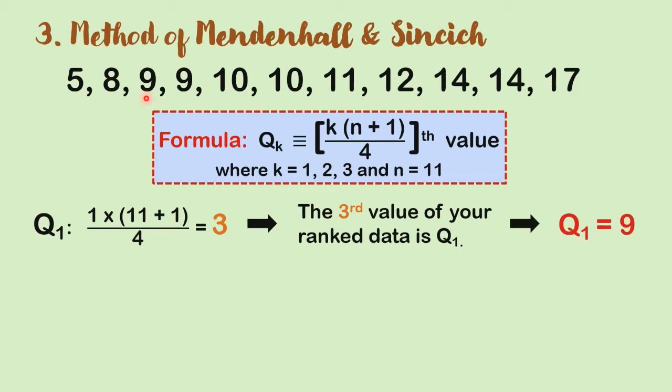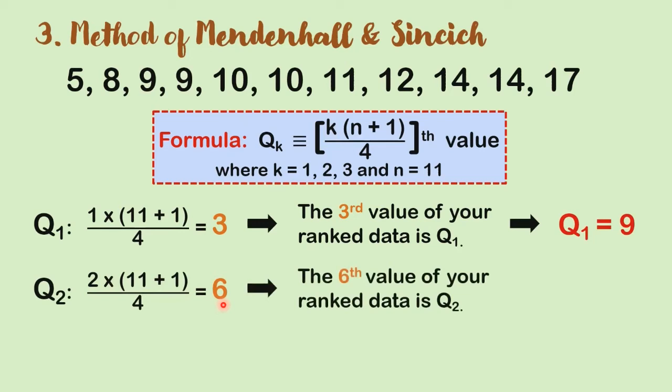Now let's get Q sub 2. So ano naman ang gagawin? Etong K dito, papalitan nyo ng 2. So you'll have this. If you do the math, you will get 6. Anong ibig sabihin ulit niyan? The sixth value of our rank data is our second quartile. So bilang ulit kayo dito, first, second, third, fourth, fifth, sixth. That is our Q sub 2. Q sub 2 is equal to 10.